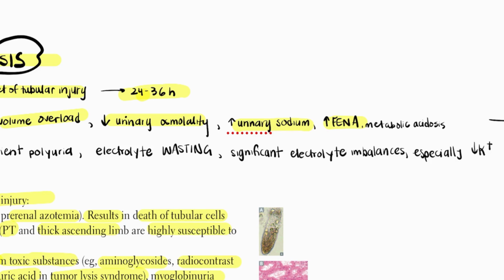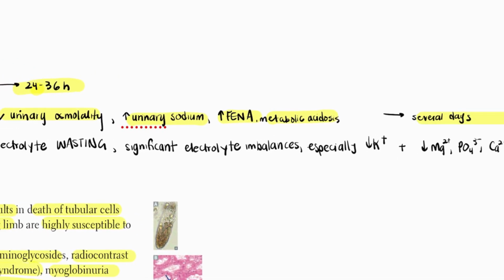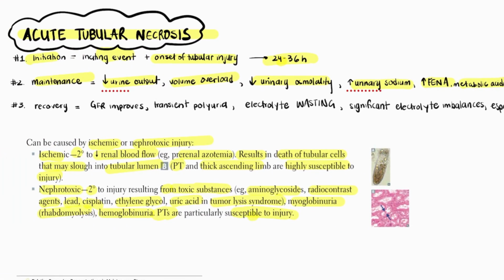And then metabolic acidosis. So again, there's a high level of H plus ions, accumulation of acids because you're unable to excrete the H plus and regenerate the bicarb. And this will take several days, like 1 to 4 days. The last stage is recovery, and that's when your GFR actually improves. Like, your body is regenerating, your kidney becoming better.